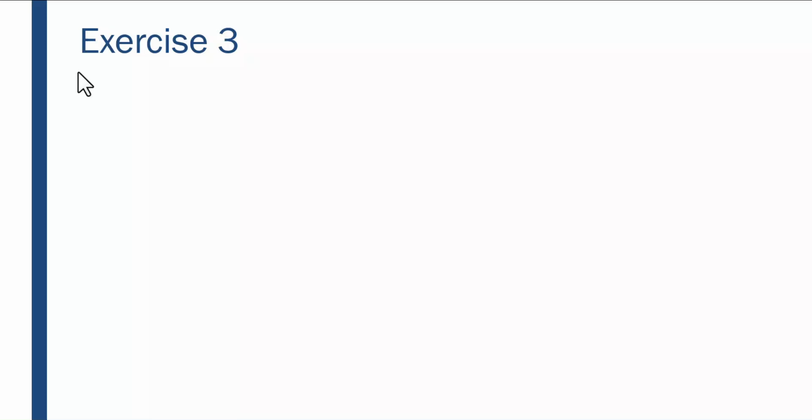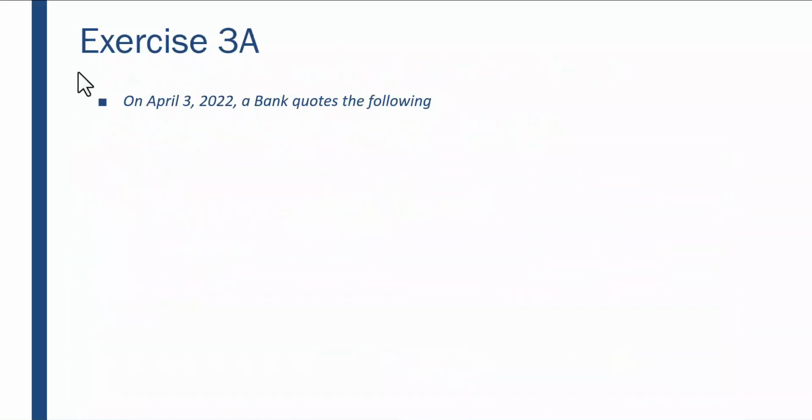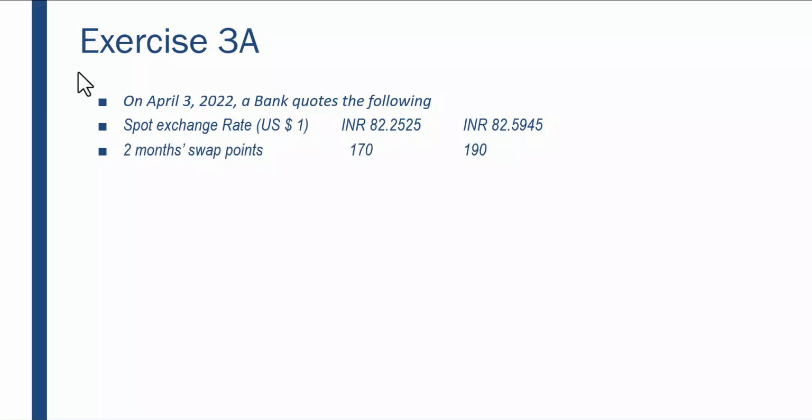So this would be, I think, the last question of the day. This is a little older one, so I have just reframed the question to 2022. That question also came in the CA exam. On April 3rd, 2022, the bank quotes the following. The spot exchange rate is 82.2525 and 82.5945, so the bid and ask rates are given to you. 2 months swap points are given, which is 170 and 190. So swap points are given.